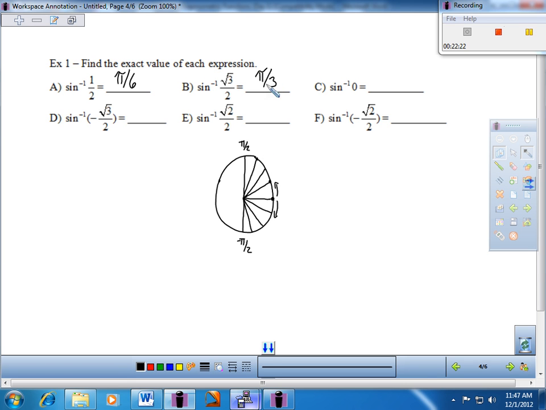Pi/3. And that's it. That's what it would give you. If you know where you are on your unit circle, I've been saying this now for weeks, you really have a good shot at these. You just have one added layer to it.